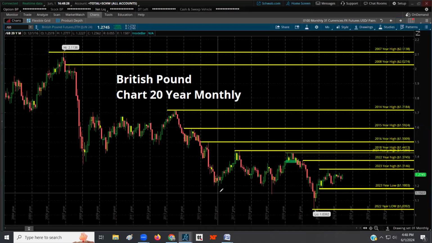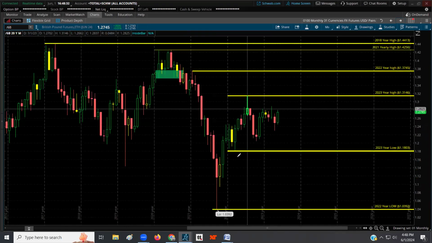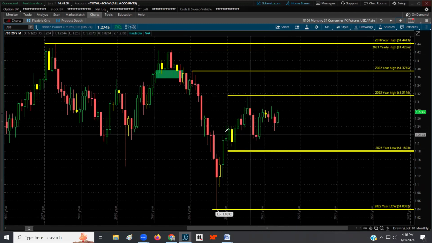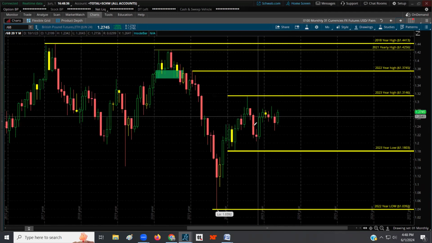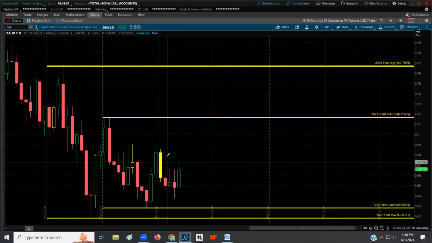The British pound. Here's a high of last year. Here's the low of last year. And just like the euro, both European currencies, huge consolidation phase. So again, it's the yen that is extremely weak against the US dollar. The Australian dollar, same thing. Look at that. There's a high a few years ago up here, trending down. And it's in a huge consolidation between the high and low of last year.